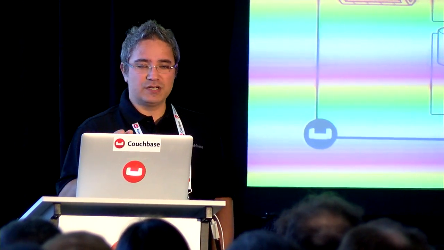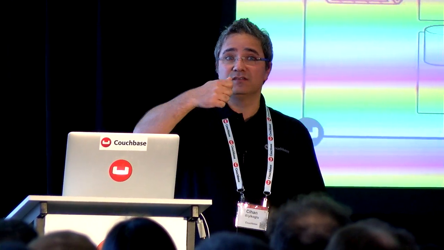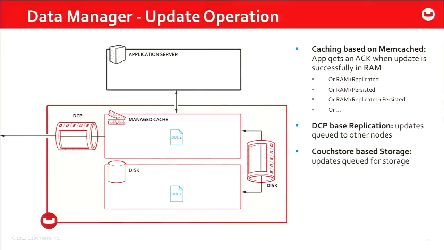Now, this is the operation of updating. It gets into the managed cache, and as a client, you have the option to leave at that point. You get an acknowledgement that it was received by the memory on the node that's responsible for that vBucket, and then you can leave. Or you can say, but I'd like to wait until this replicates to this other replica. Or you can say, I'd like to wait until it replicates and persists to disk on these two nodes. Or you can say, I'd like to wait until it actually persists to disk. So we give you a lot of options on controlling the durability of that write.